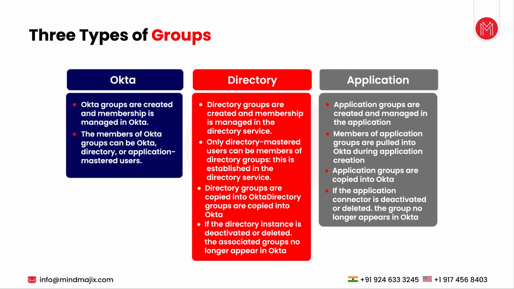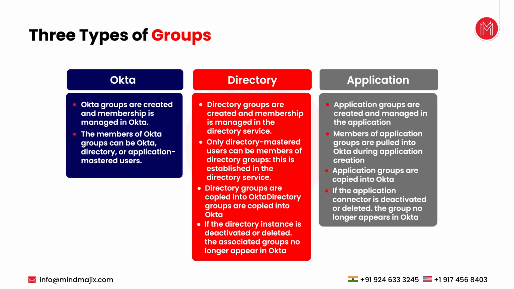We have already mentioned that the different types of groups are Okta groups, directory groups, and application groups. Okta groups are those groups which are created in Okta, and the membership is managed within Okta. Directory groups are those which are created, and membership is managed, within the directory itself. Application groups are created and managed in the application. Now, the next point is that members of Okta groups can be Okta, directory or application master users. This is an important point to understand: any type of user can be added to an Okta group, but the membership of a directory group would be only those users coming from Active Directory or the LDAP directory. Same goes for the application as well.